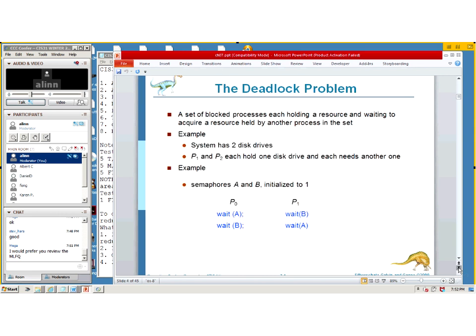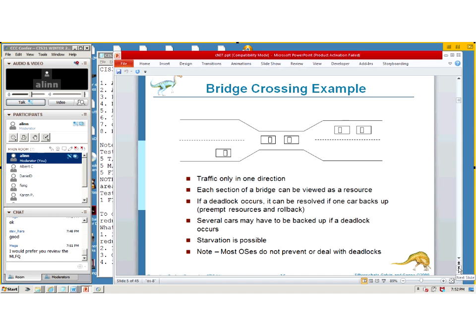So what is a deadlock? This is probably a good example of a deadlock. You have a one-way street. Only one car can get through this bridge, let's say. And this car is kind of stuck. Now you can't back up. Let's assume it can't back up because this car is in its way. This car here can't back up because this car is in its way. So it's stuck.